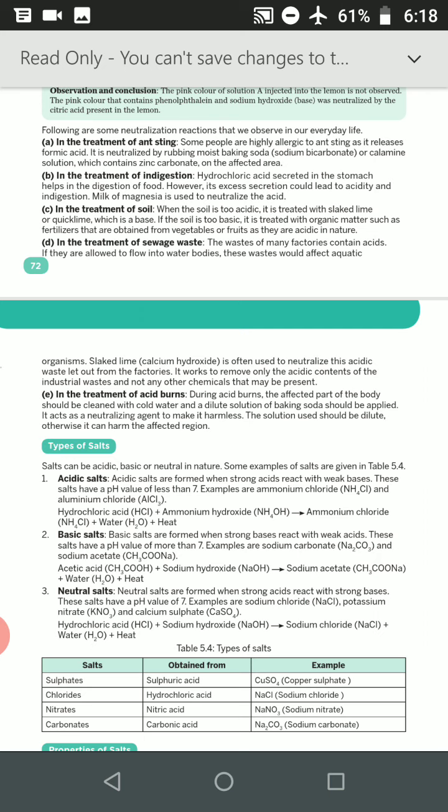Basic salts: if you take a strong base and a weak acid, you get a basic salt whose pH is more than 7. For the acidic salt, the pH is less than 7, and for the basic salt it is more than 7. See, you have to learn this reaction, no other option. Acetic acid, formula CH3COOH, and sodium hydroxide, NaOH. When they are treated, they form sodium acetate, water and heat.